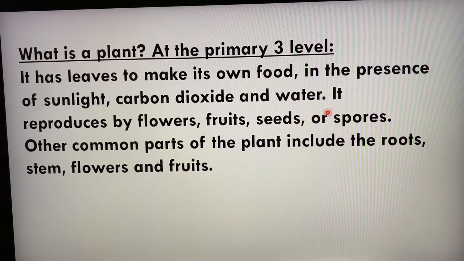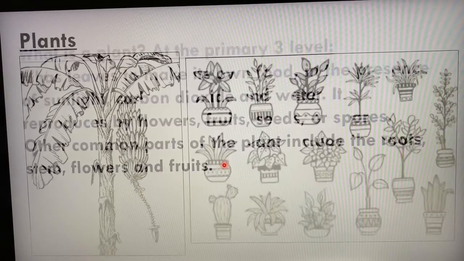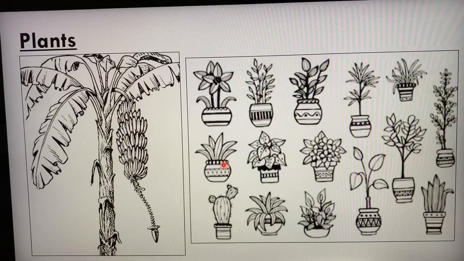Plants mostly reproduce by flowers, fruit, seeds or spores. Other common parts of the plant include the roots, stem, flowers and fruits. So they are very different from fungi or mushrooms, in this example. These are some pictures of plants.